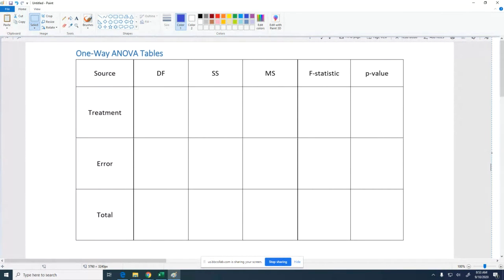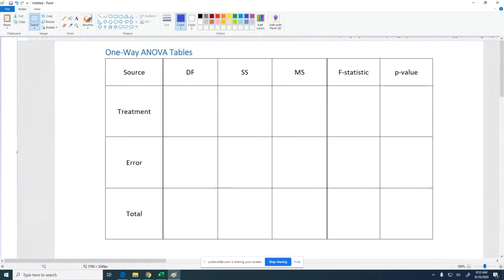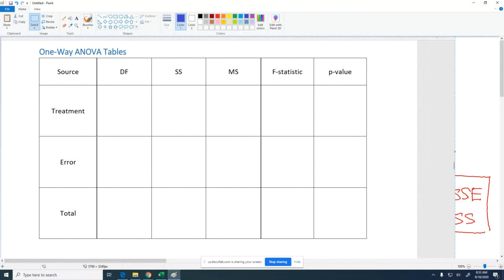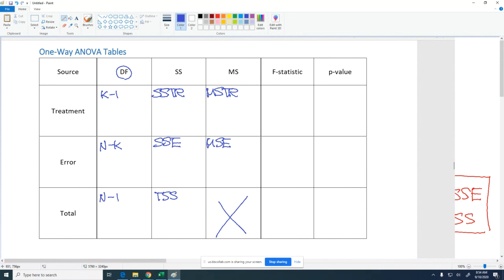So it is a treatment. So here is the SSTR and MSTR. It's a summary table, right? And here is the SSE and MSE. And here is the TSS. And in the first column, there's the degree of freedom, which was K minus 1, big N minus K, and the last one will be big N minus 1. We don't need this one.